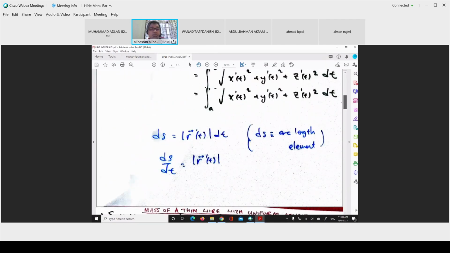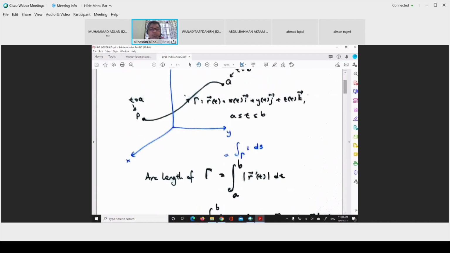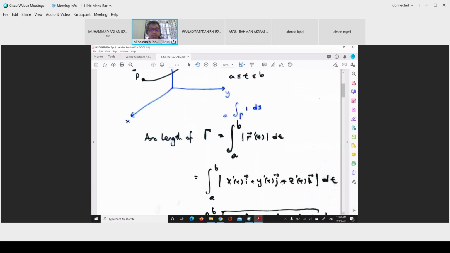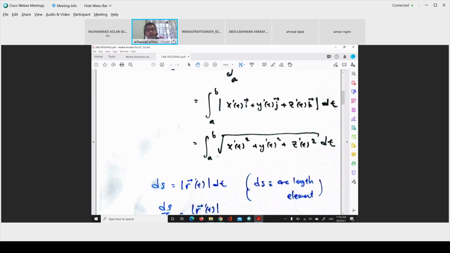I discussed with you the arc length formula for a curve in space. Suppose we have a position vector r of t. Then it describes a curve in space. So the length of the curve in space can be written as the integral from a to b of the square root of x prime squared plus y prime squared plus z prime squared dt. So this is a generalization of the arc length of a curve on a plane.